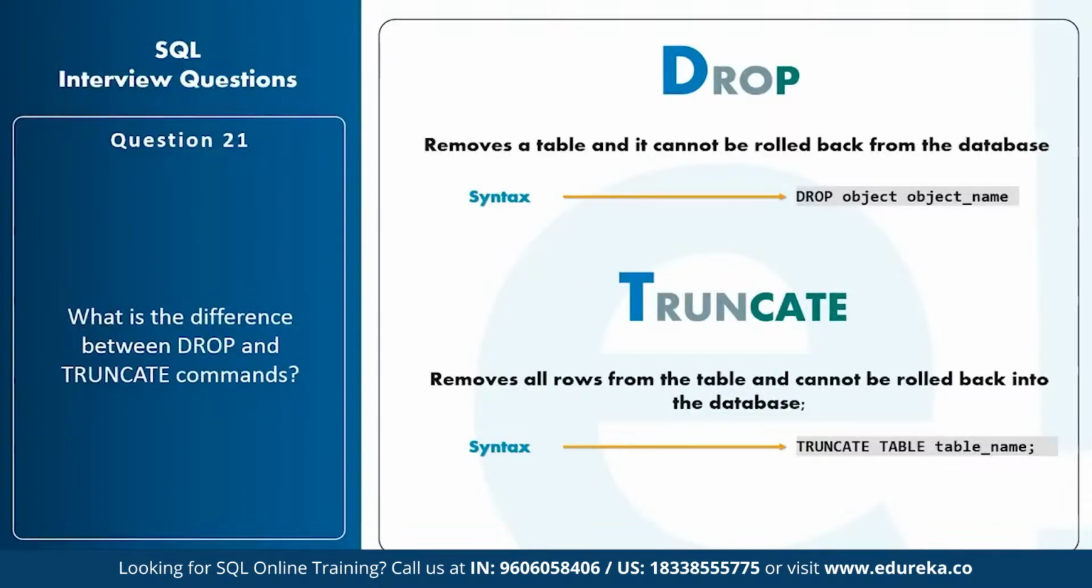So whenever you use the drop command, you drop the complete table. And whenever you use the truncate command, you remove all the rows from the table. The syntax of both the commands is almost the same. The syntax of the drop command is basically drop, object, and object name. That is basically the table and table name. And the syntax for the truncate command is truncate, table, and table name. So guys, that was about the drop and the truncate command.